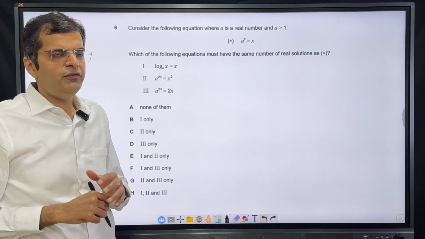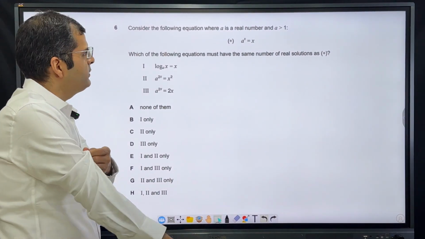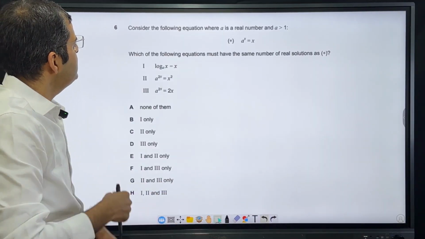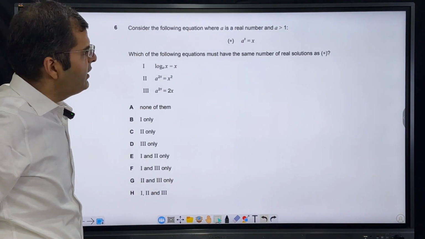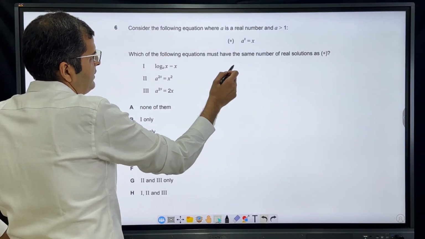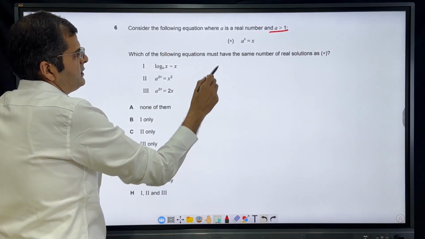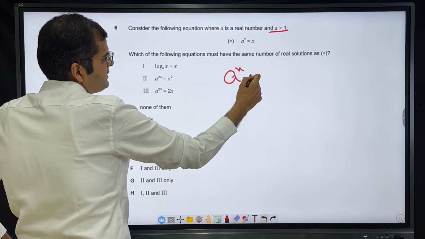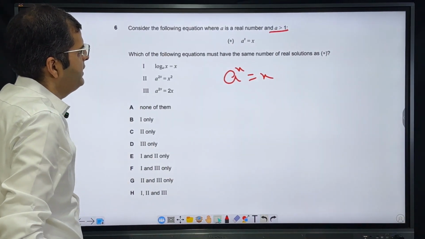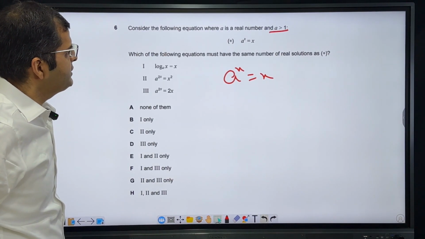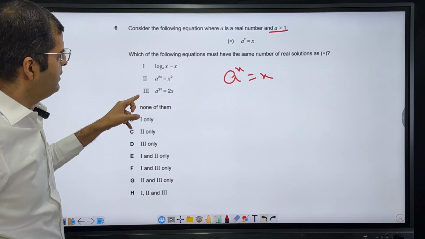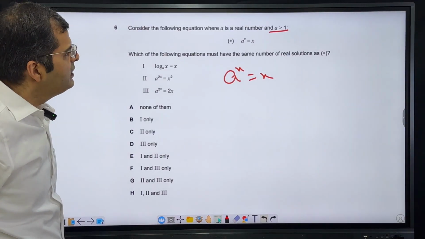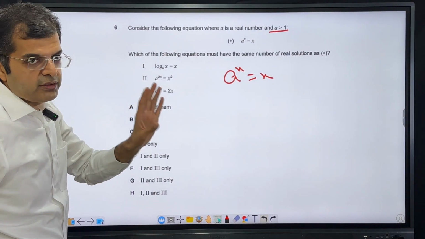This is the sixth question of TMUA exam 2023 paper 2. It says consider the following equation where a is a real number and a is greater than 1. The statement is a raised to x is equal to x. Which of the following equations must have the same number of real solutions as this statement?